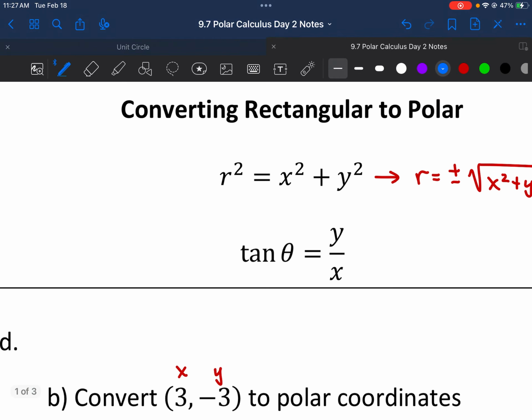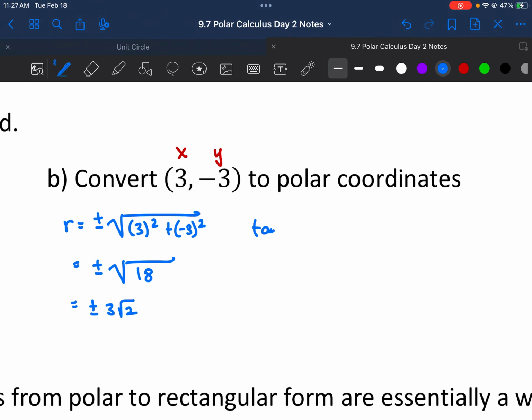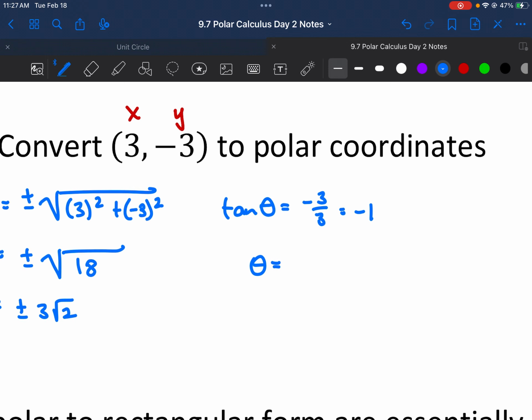Then we have tangent of theta equals y over x, negative 3 over 3. Negative 3 over 3 is negative 1. So we want to find theta, and theta is going to be all the angles where the tangent values are negative 1. The tangent values are negative 1 at 3 pi over 4 and 7 pi over 4.